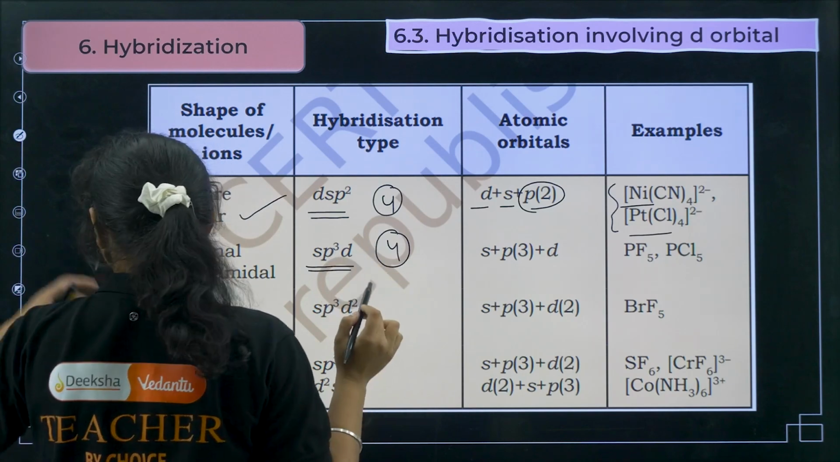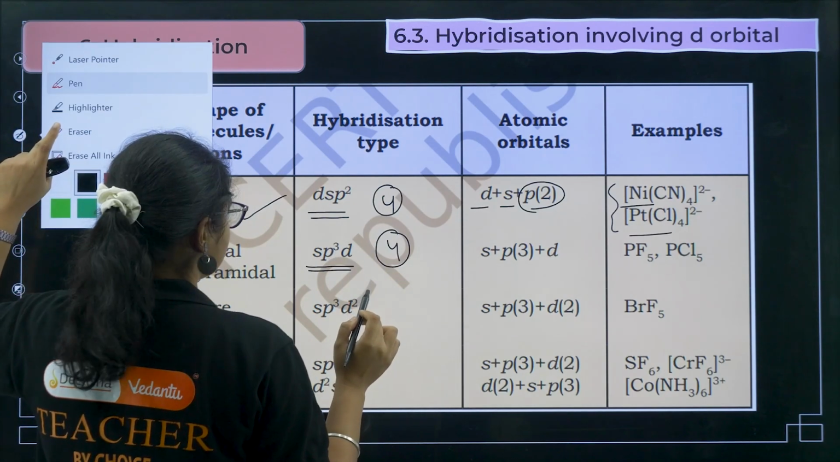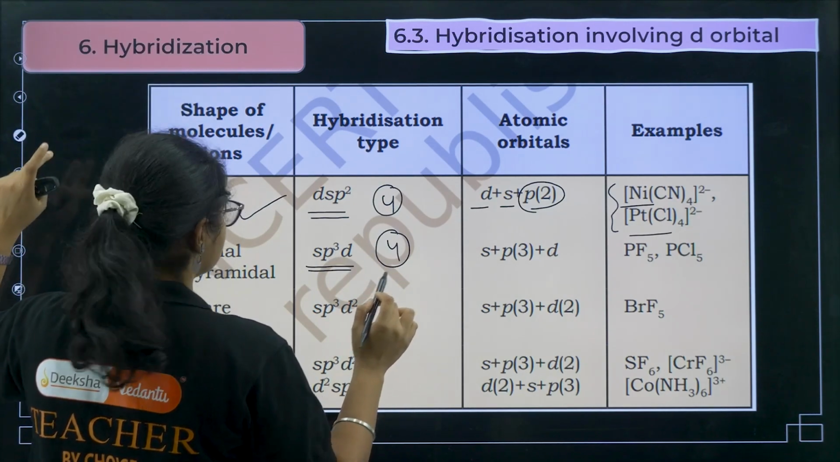This one is 5. Here it is 5. Sorry, 1 second.